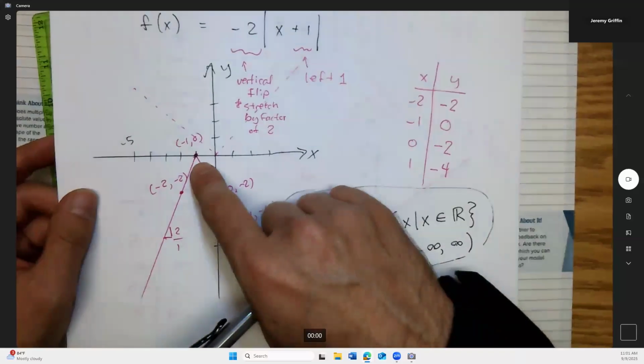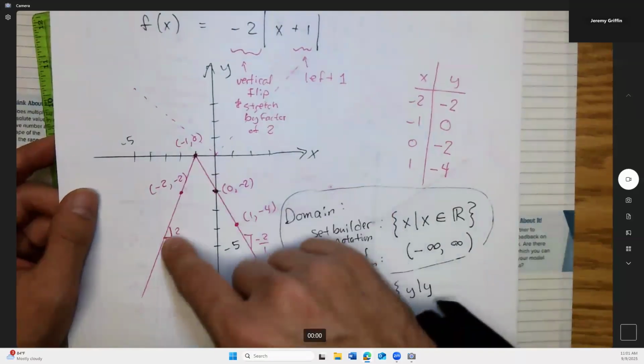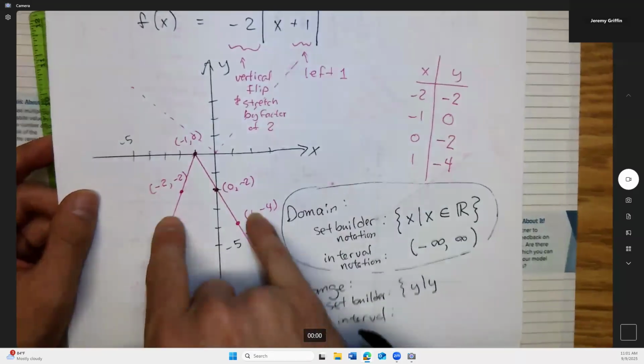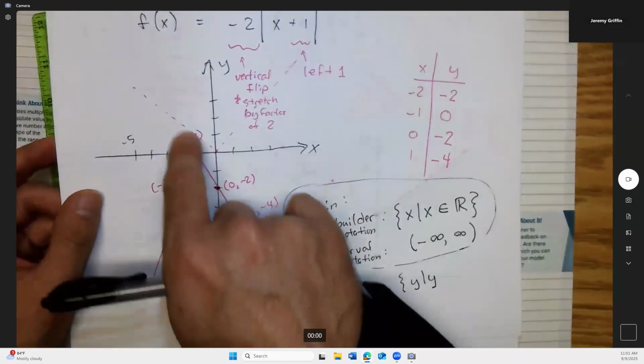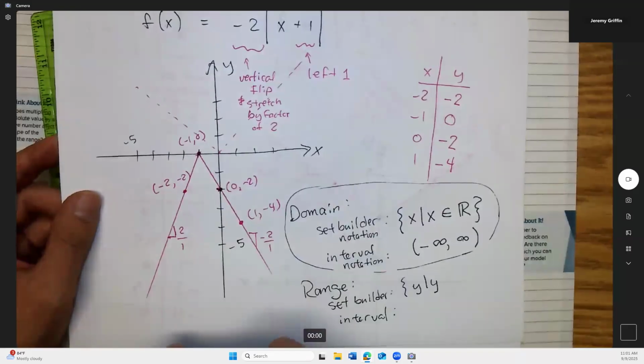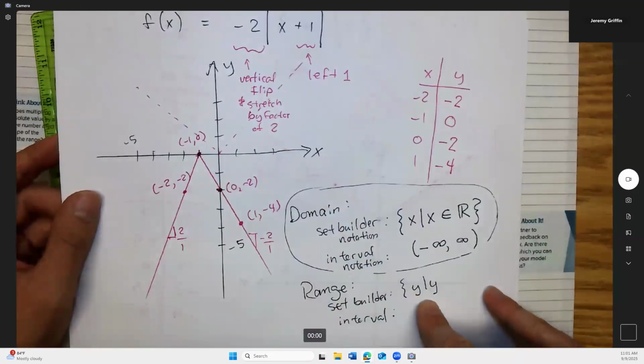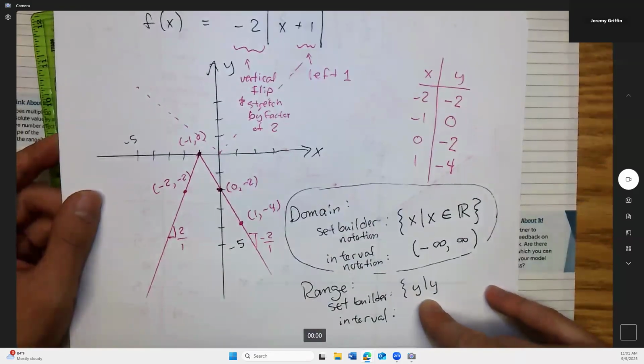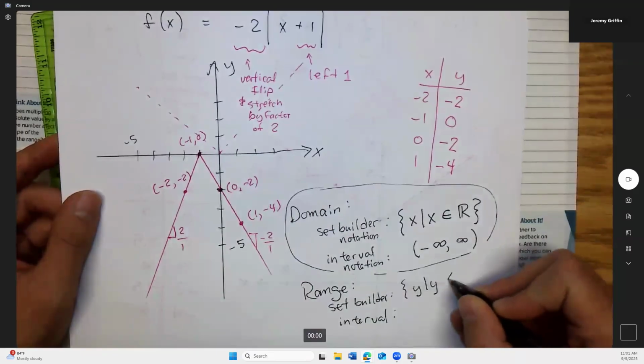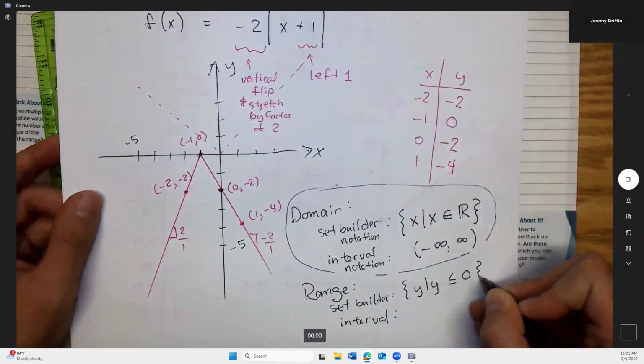Y can only be what kind of values? Negative or 0, right? You see it? Y can be negative, that's fine. Shows up down here. Y can be 0, that's fine. But it can't be anything above the x-axis. So how do you express that as a range? Less than or equal to 0, and then close curly bracket.